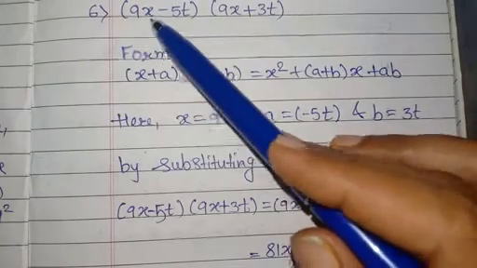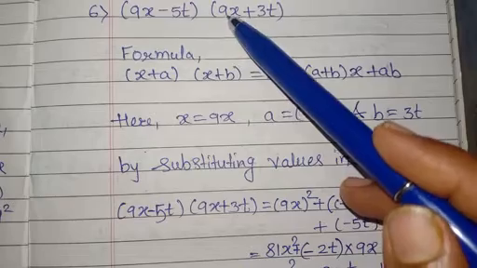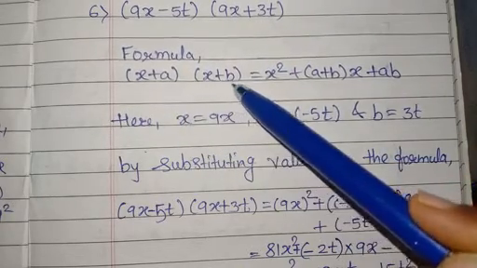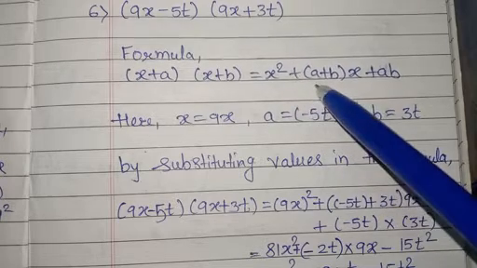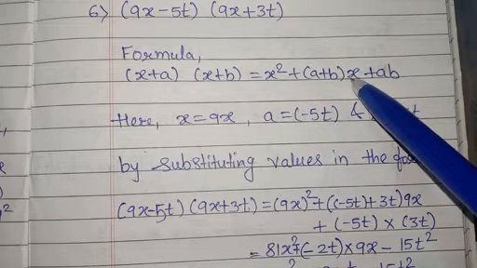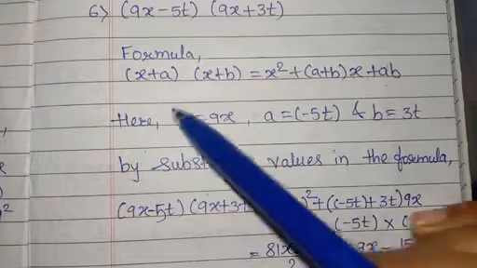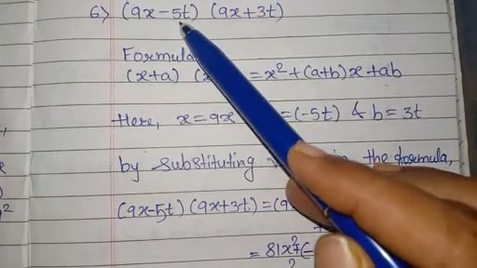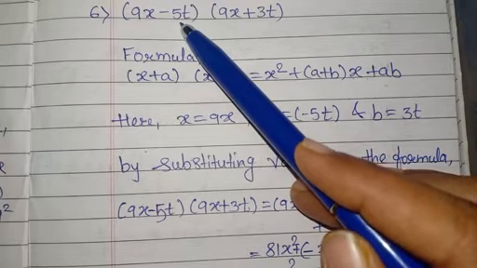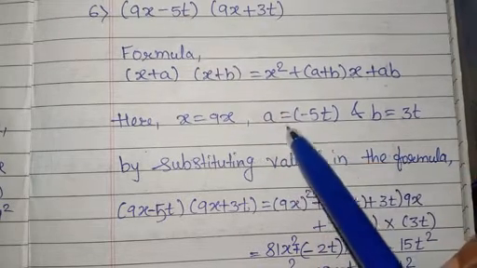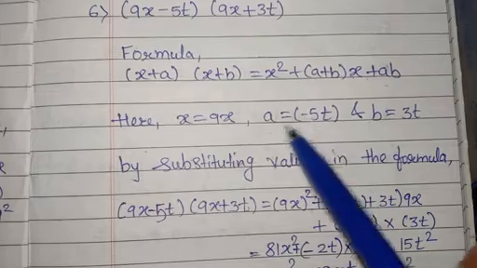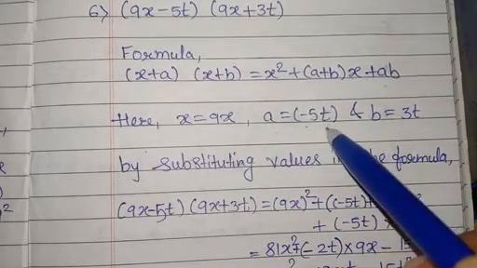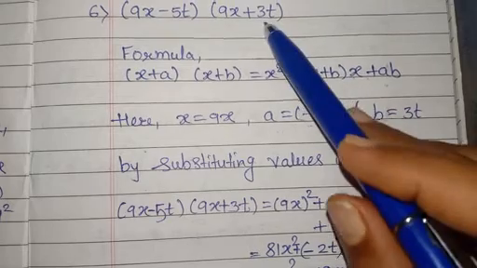Sixth one, 9x minus 5t into 9x plus 3t. Formula: x plus a into x plus b is equal to x square plus a plus b into x plus ab. Here x is equal to 9x, a is equal to minus 5t. Children, if you have observed, wherever minus term is there, you have to write in this step. Okay. So here a is minus, so we will write it as it is, minus 5t, and b is 3t.